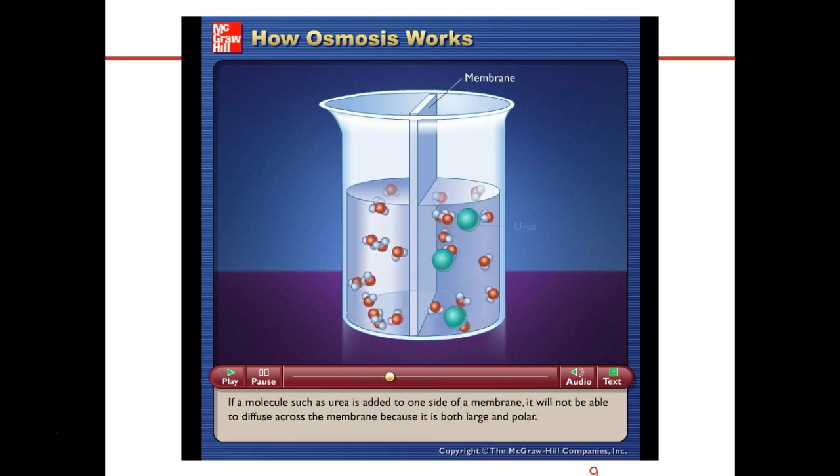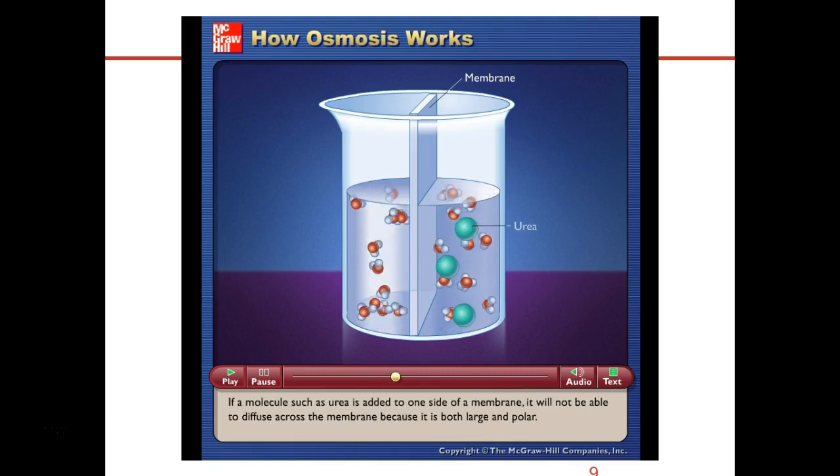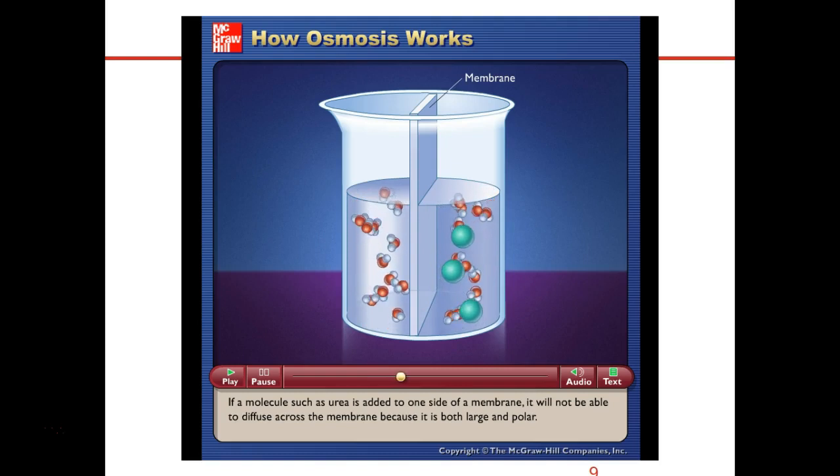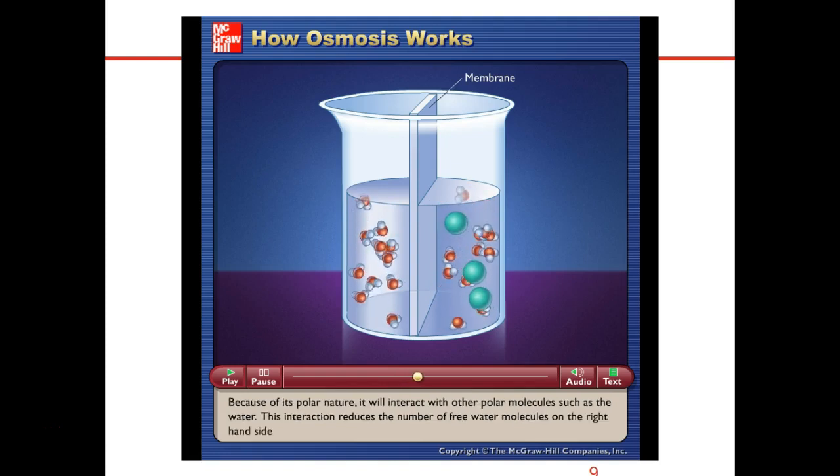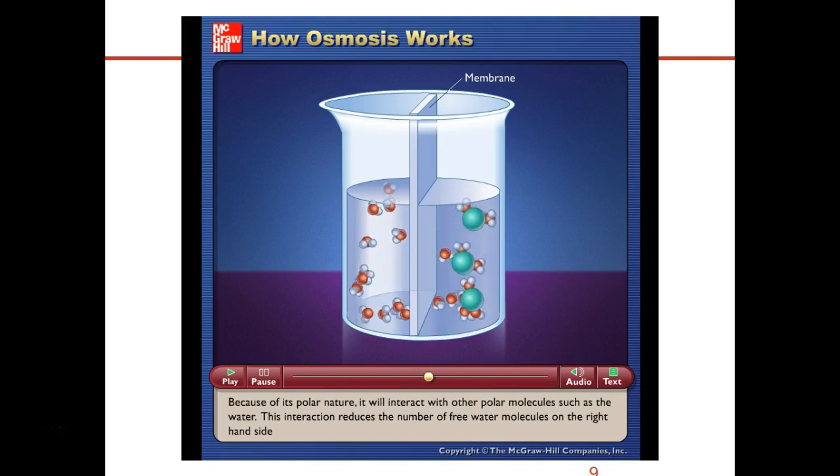If a molecule, such as urea, is added to one side of a membrane, it will not be able to diffuse across the membrane because it is both large and polar. Because of its polar nature, it will interact with other polar molecules such as the water. This interaction reduces the number of free water molecules on the right-hand side.